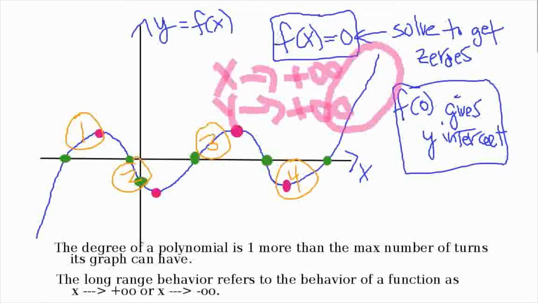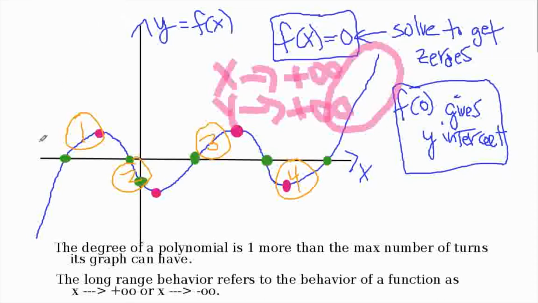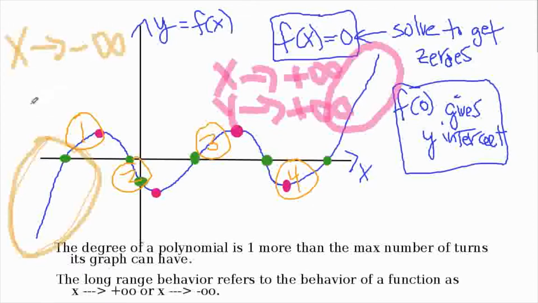Now let's do the other side. Let me switch colors. How about orange for that one? So here is the left side. The long-range behavior as x goes to negative infinity is that the function, or y, goes to negative infinity.